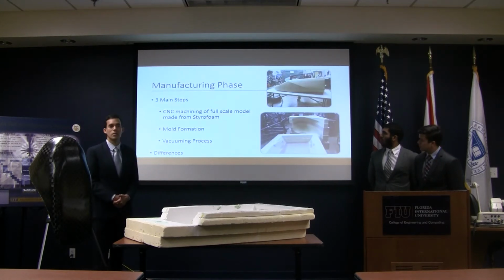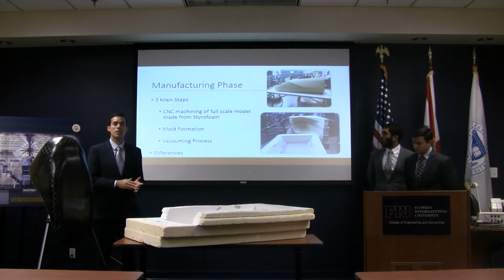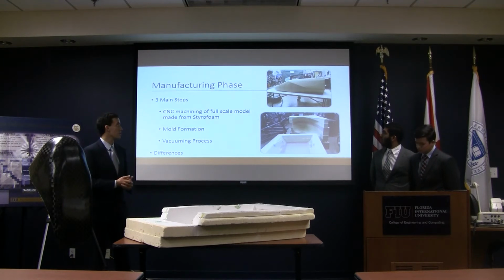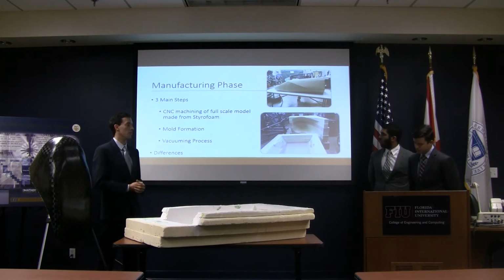The manufacturing phase is composed of 3 main components. First, the CNC machining process of the actual individual molds. Then, the creation of one mold with the molds created from the first process, and then the vacuuming process where we lay the carbon fiber.